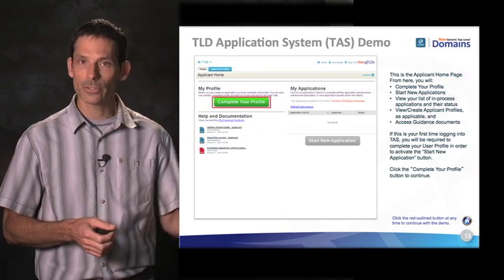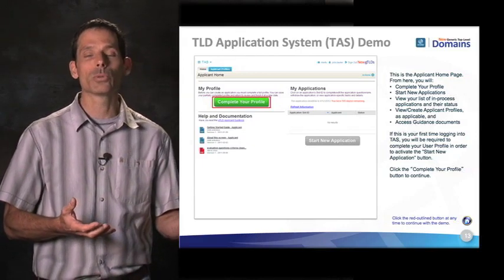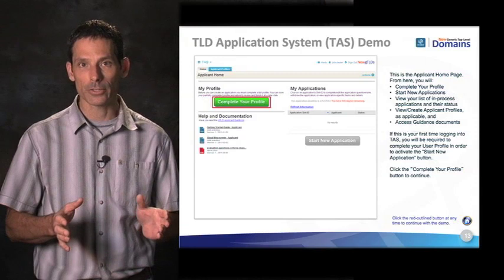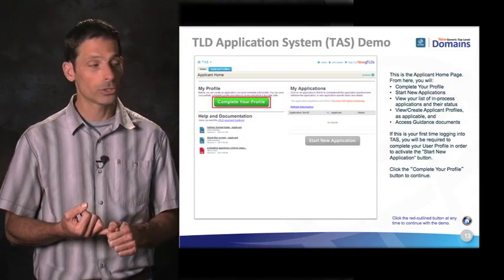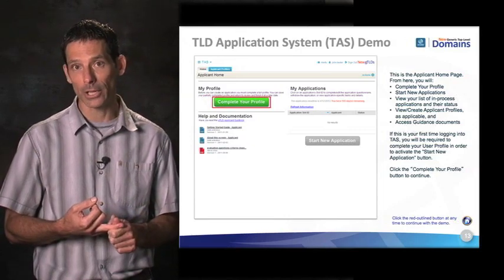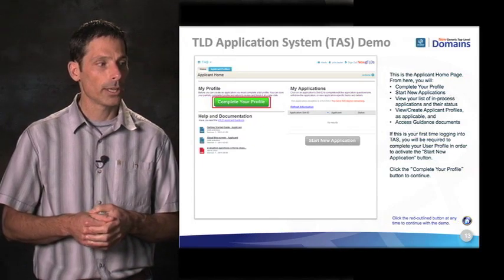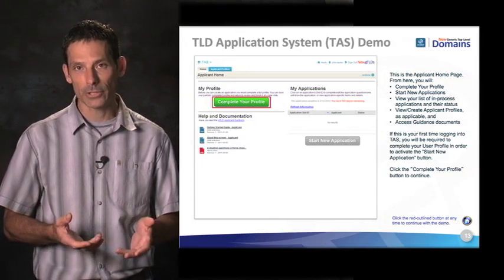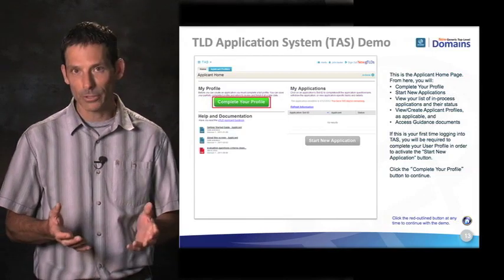Let me talk for just a second about your home page, which is where we've just landed. This is the page where you're going to work throughout the process. It lists the steps that you have to do in the completion of your profile, as you can see here. It lets you know when you can begin new applications. And ultimately, under the My Applications list, you'll see all of the applications that you currently have active, and we'll see that a little bit later. So let's complete a profile.